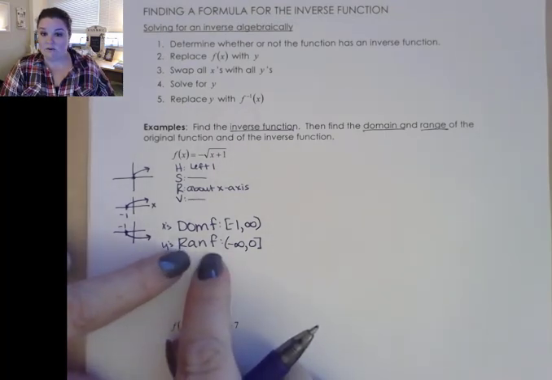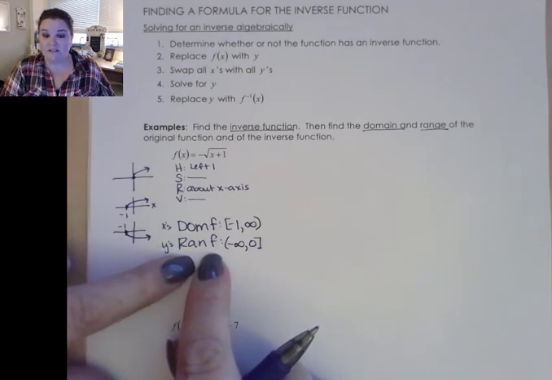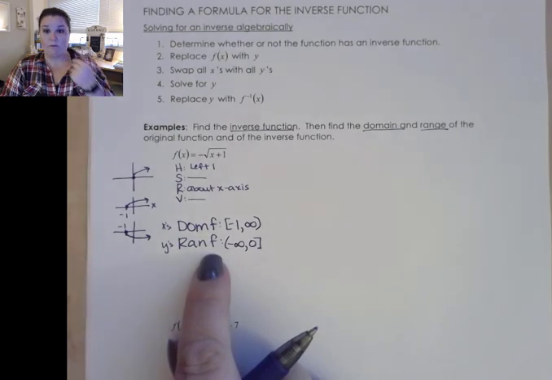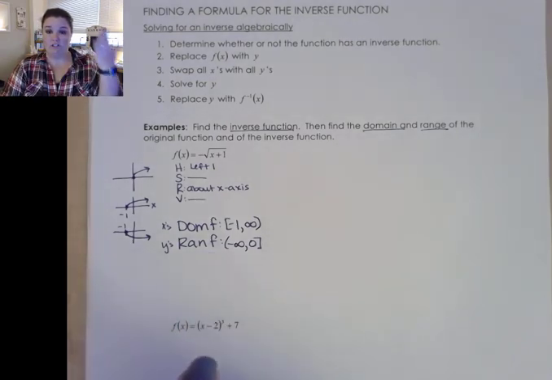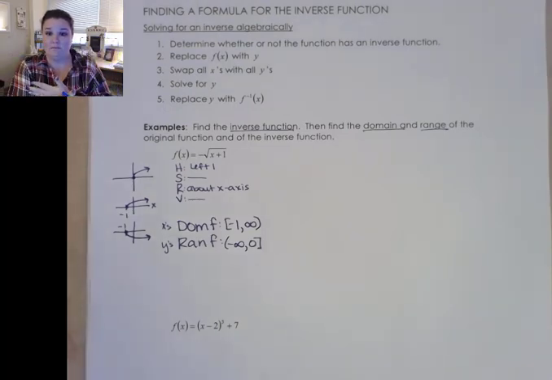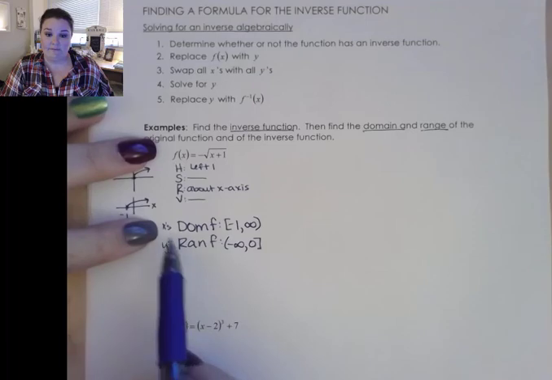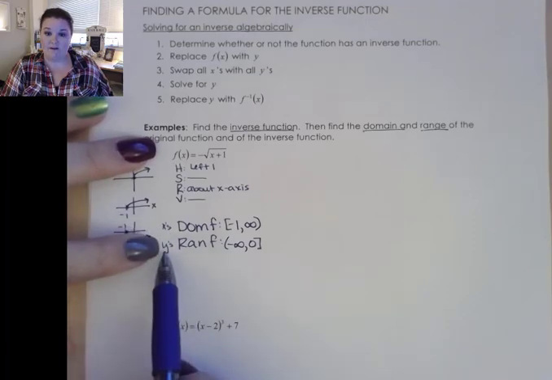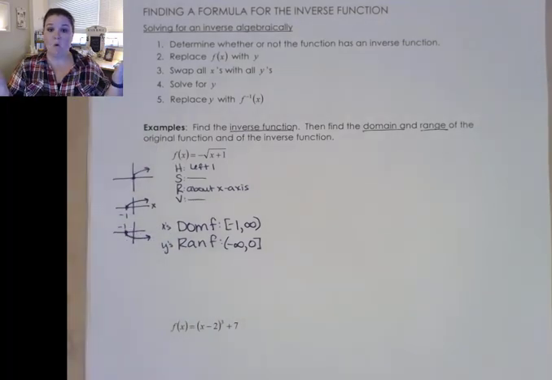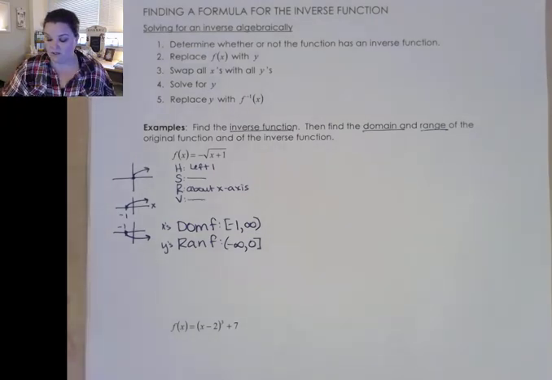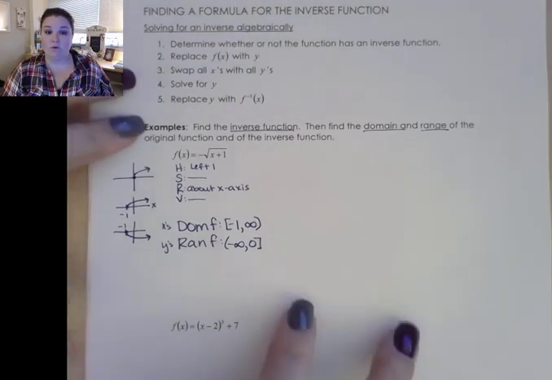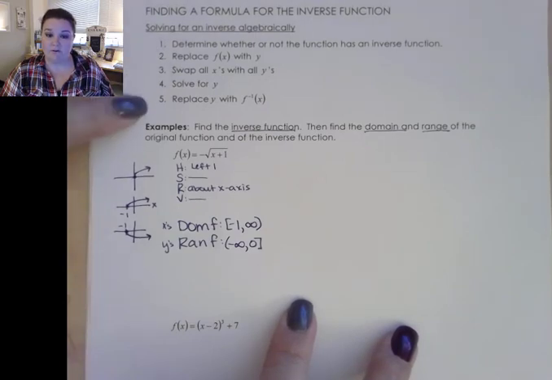I'm going to need those in order to find the domain and range of my inverse function because, remember, when we find our inverse, we're just taking our x's and our y's and swapping them. So if the domain is our x values and the range is our y values, then all we have to do is swap the domain and range in our inverse function. We'll do that in just a minute, but let's go ahead and work through how to algebraically find that inverse.